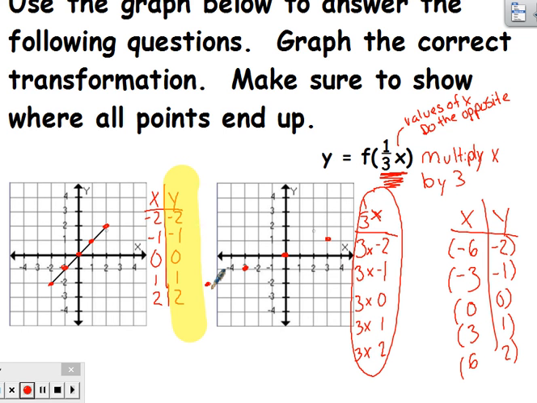So my graph is going to go through these points. This happens to stretch across the graph only because that's where the points are. We don't go beyond the points. So this is what the graph looks like.